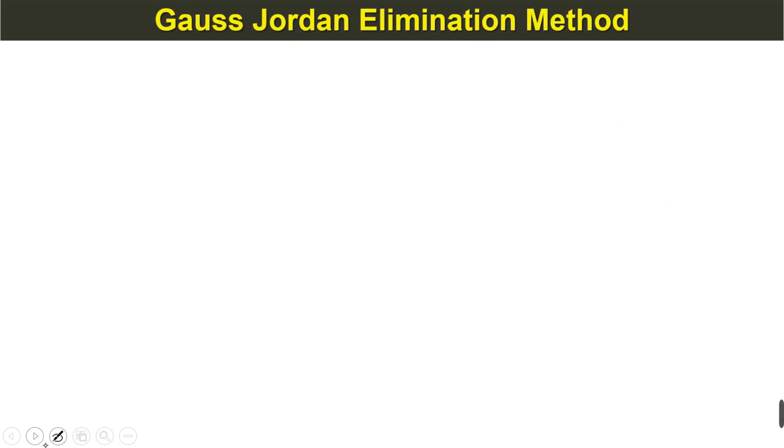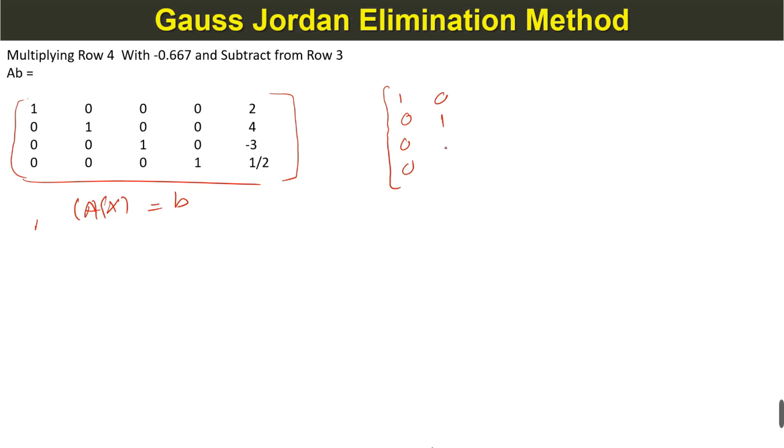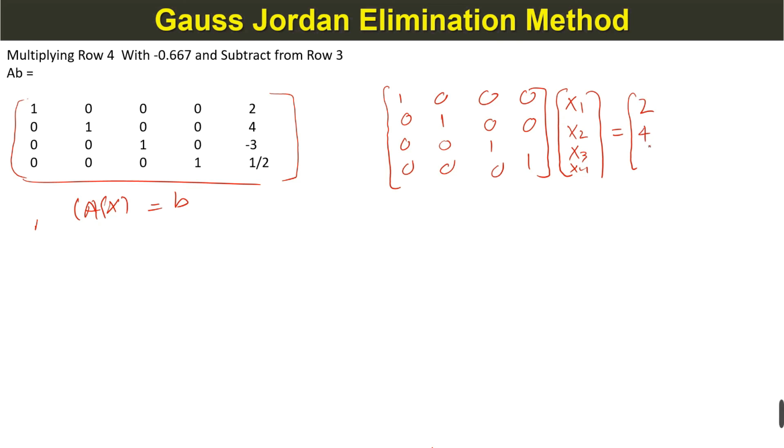After doing some simplification, this is the augmented matrix, and we can write this in the form Ax = b. This is the coefficient matrix 1 0 0 0, 0 1 0 0, 0 0 1 0, 0 0 0 1, and x1, x2, x3 and x4 is equal to 2, 4, minus 3 and 1 by 2. So after multiplication we get this is x1, this is x2, this is x3, and this is x4.